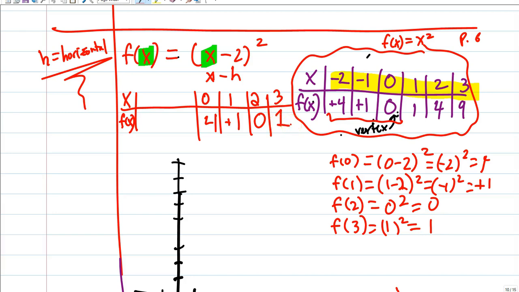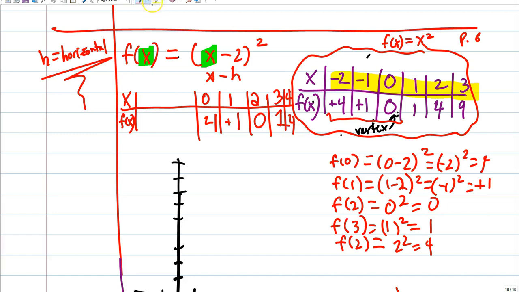I see some symmetry. 4, 1, 0, 1. I'm going to predict this next number should be a 4 if there is symmetry here, right? So if you're not sure, we could throw a 4 on there and go 4 minus 2 is 2 squared, which is 4. So we have our symmetry.